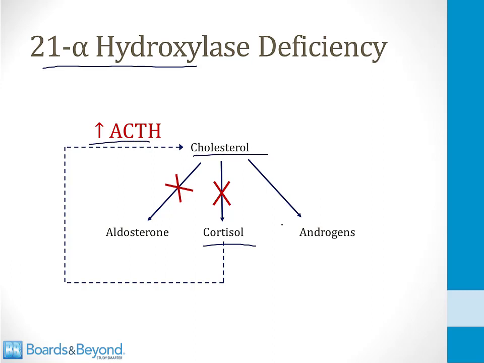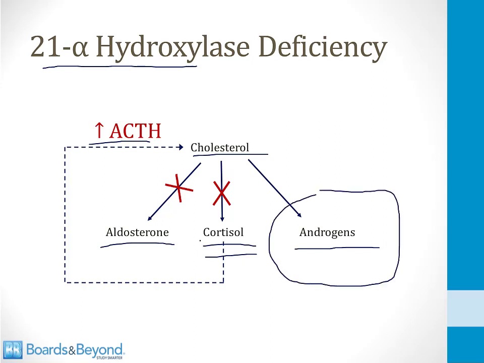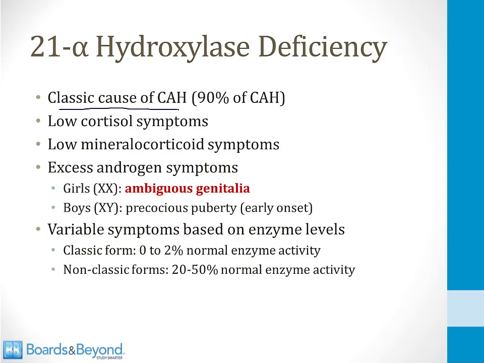That drives lots of cholesterol into androgens because that's the only thing the cholesterol can be used to synthesize without 21-alpha hydroxylase functioning normally. So these babies have deficient aldosterone symptoms, deficient cortisol symptoms, and excess androgen symptoms. This is the classic cause of congenital adrenal hyperplasia. It's responsible for 90% of cases. These babies can have low cortisol symptoms, low mineralocorticoid symptoms, and excess androgen symptoms.